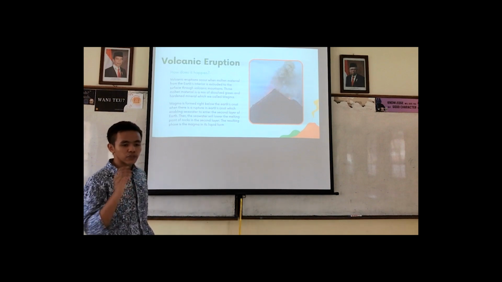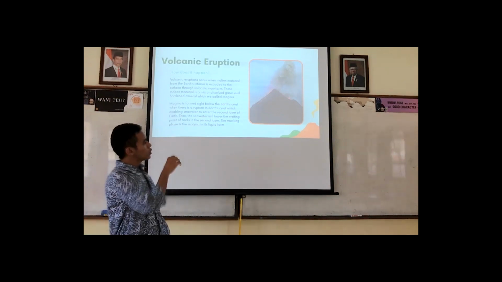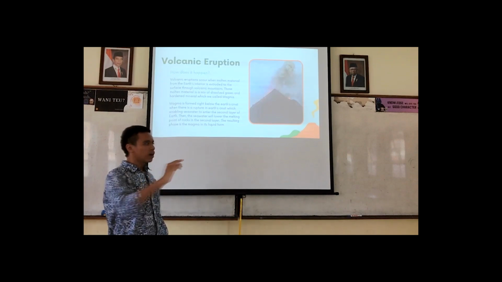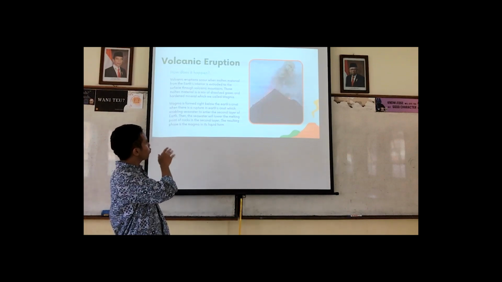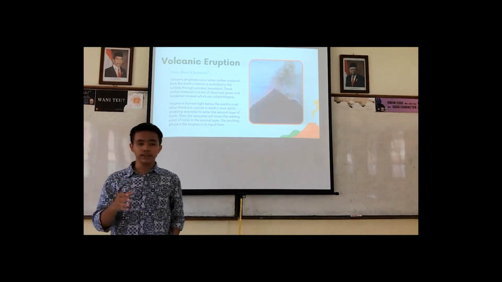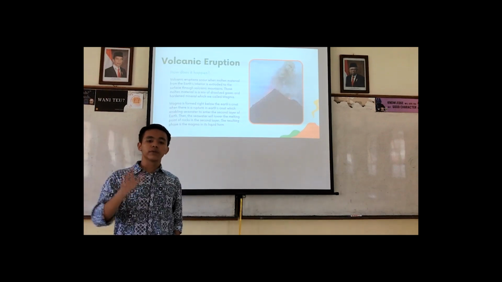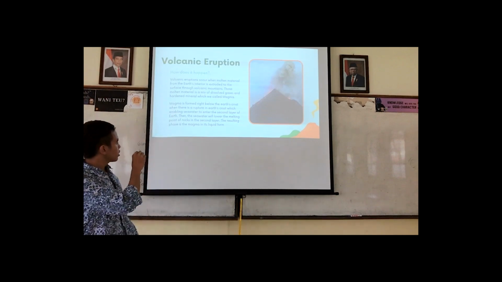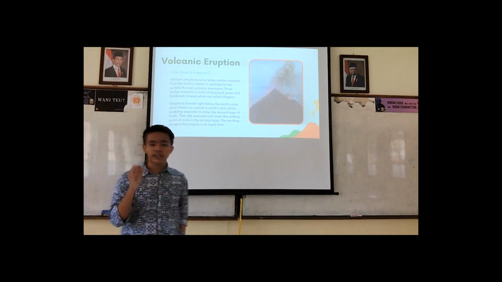And magma is formed right below the Earth's crust, in the second layer of the Earth. Magma is formed when there is a rupture in the Earth's crust, which enables seawater to come in and lower the melting point inside the second layer. The resulting phase is the magma in its liquid form.